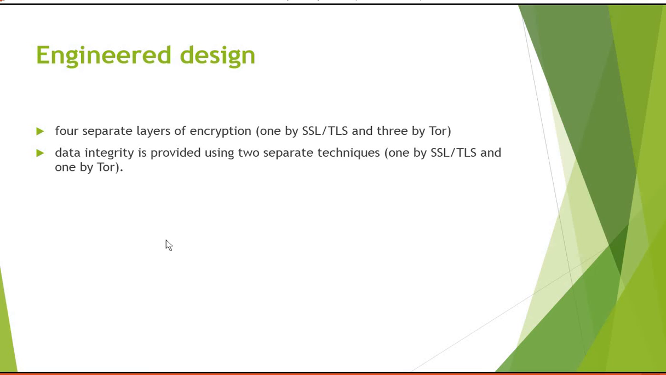Here, if you see, between Alice and onion router 1, then onion router 1 and onion router 2 is the second channel, and between onion router 2 and onion router 3 is the third layer of communication, then finally from onion router 3 to the web server. So it's a 4-layer encryption mechanism used here over the communication channel.